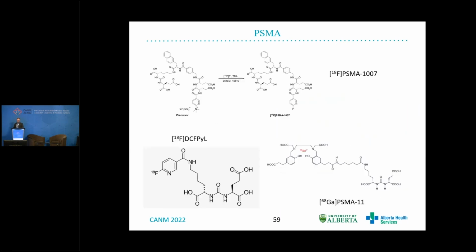And then for PSMA, I just want to highlight it because we started a clinical trial about a year ago, and it's really taking off. There's a big clinical demand for PSMA imaging. We are using the PSMA 1007. There are a couple of other options like DCFPyL, which is a fluorine-18 labeled PSMA agent as well. And then you have gallium-68 PSMA 11, which I think is close to being approved.